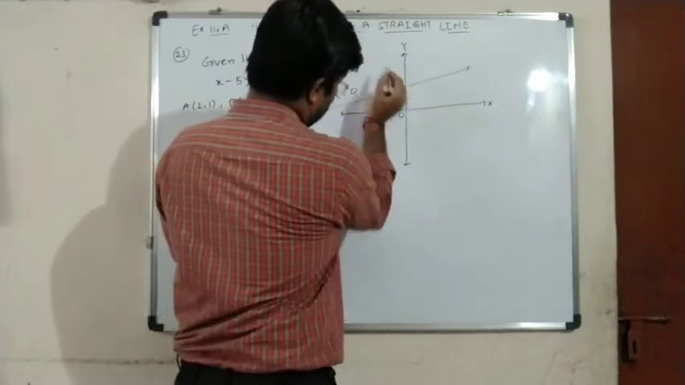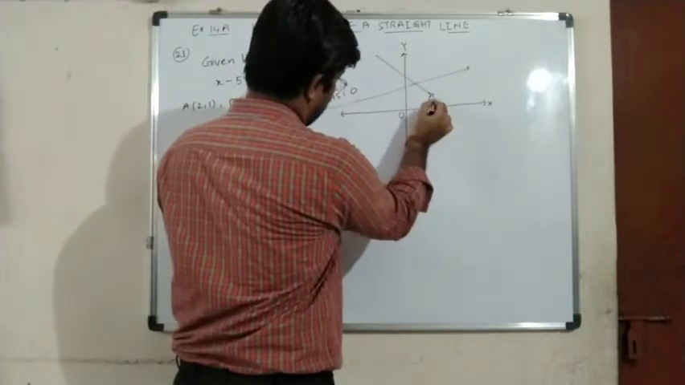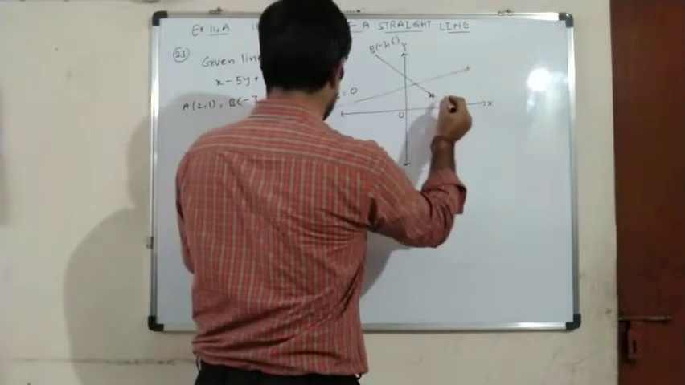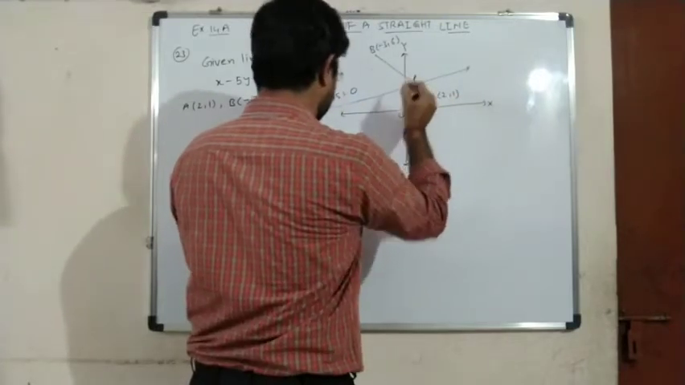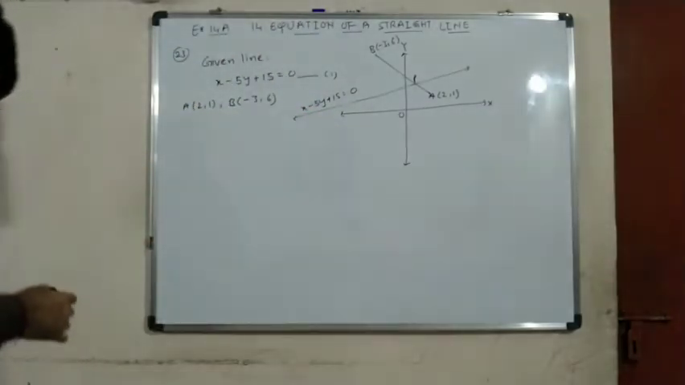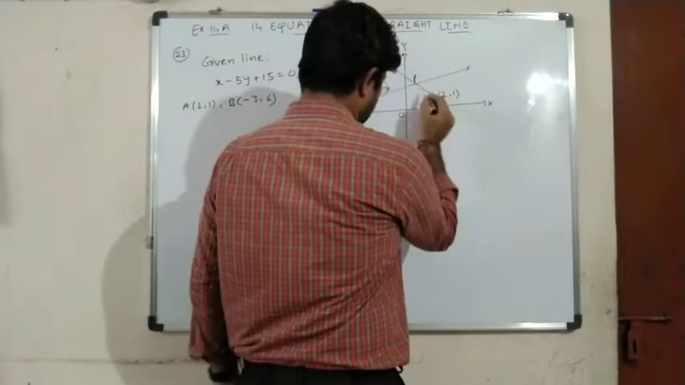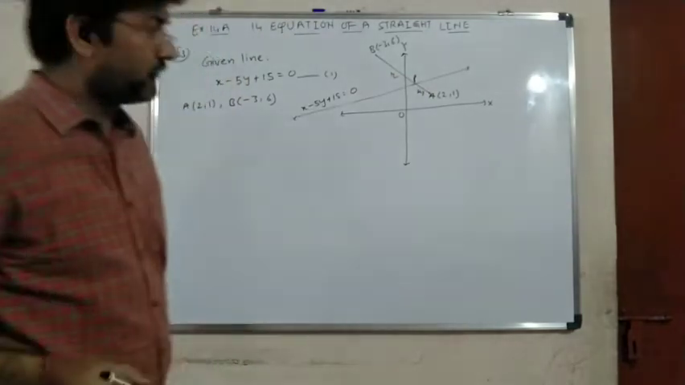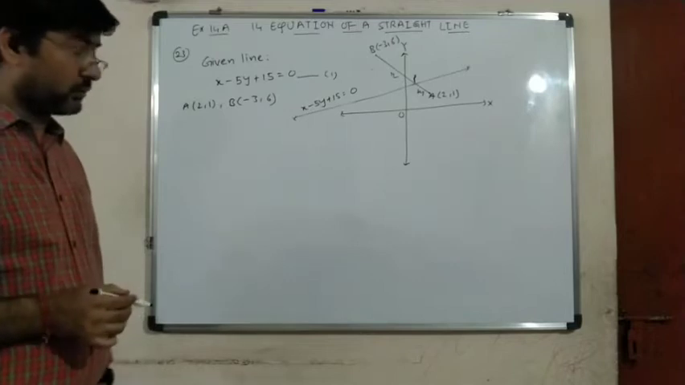So now let us join. This is point A with coordinates 2, 1 and this is point B, minus 3, 6. Let us consider that the point of intersection is P. Suppose AP is to PB, the ratio is m is to n. This ratio we have to find, m is to n. But before that, we will find out the coordinates of point P.